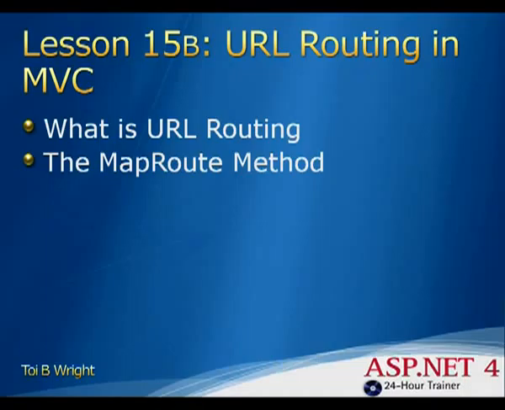ASP.NET MVC uses the MapRoute method of the RouteCollection class to define new routes. The MapRoute method can include the following parameters. The name, this is a string representing the name of the route and is required. The URL, this is a string that contains the URL pattern for the route and is also required. Defaults, this is an object containing the default values for the route. Constraints, this is an object containing the constraints for the route. And finally, namespaces. This is a string array of the namespaces for the application.